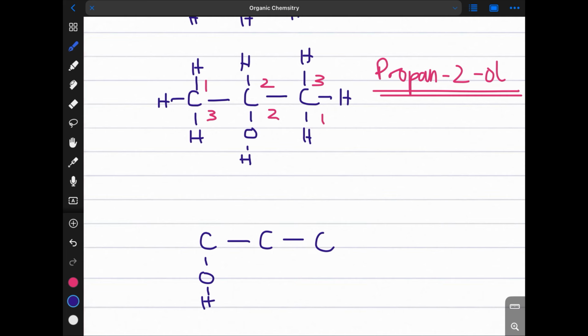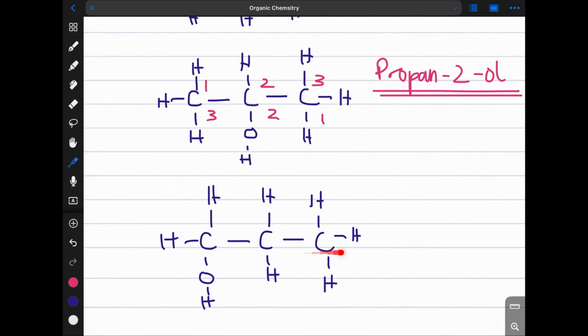And now let's complete the 4 bonds of each carbon atom. 1, 2, 3. And then we're going to put an H atom along with each line. 1, 2, 3, 4, 5, and then 6, and last 7. Now let's start naming together.